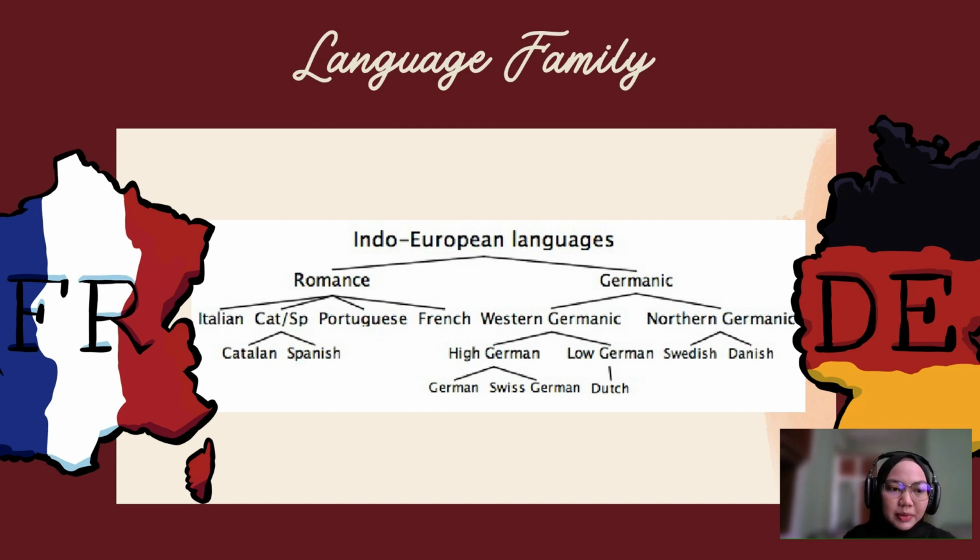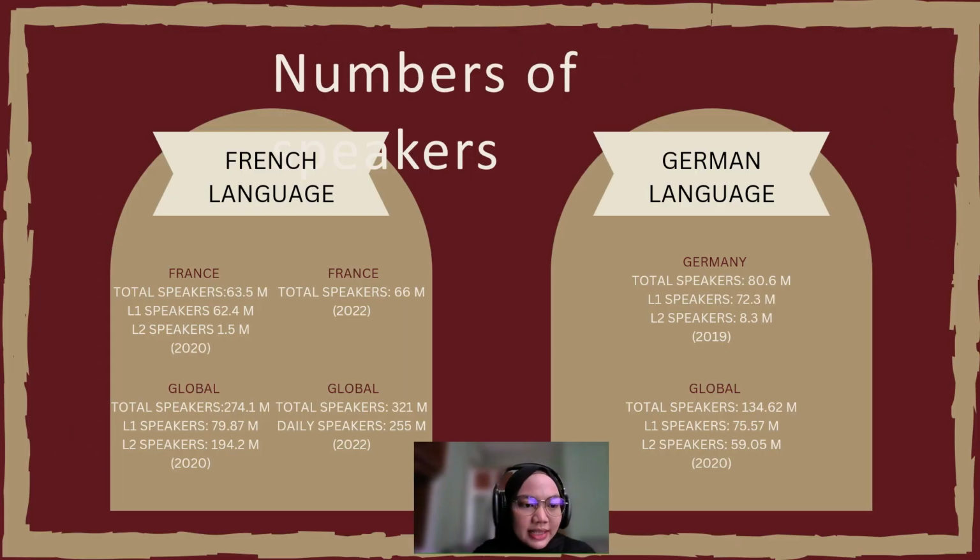So from the simple tree map shown in the slide, you can see that Romance has no sub-branches. On the other hand, Germanic has two sub-branches, which are the Western and Northern Germanic. The German language originated from the High German in the Western Germanic sub-branch. So enough with the historical facts. Let's see some numbers, all right? Let's move on to the next agenda, which is the numbers of speakers.